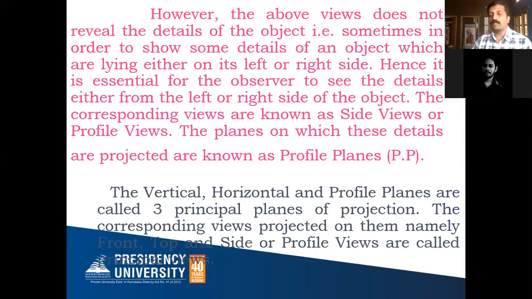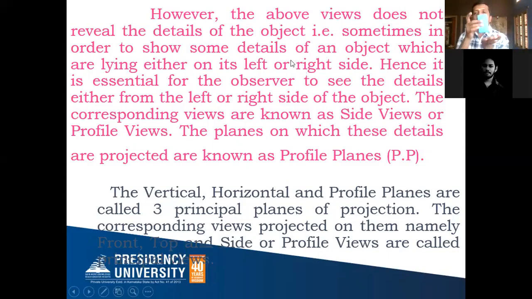However, the above two views, that is front view and top view, do not reveal the details of the object. Sometimes there are fine details on the left side or right side, so we cannot see them. So to get the complete details about the object, we need to go for the side view also. How to get the side views?